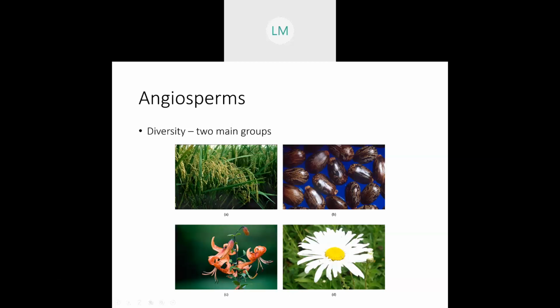And then down here, just some flowering plants. We've got monocots here. So this is a lily, and then we have a daisy here. That's a dicot. So here we're going to see flower parts in multiples of 3, and here we're going to see flower parts in multiples of 4 or 5.